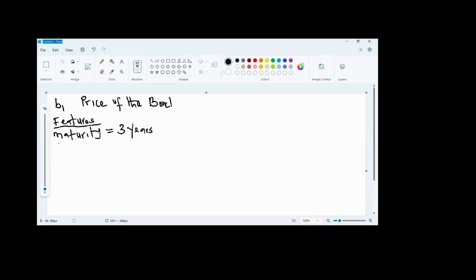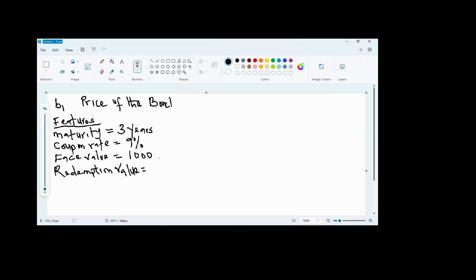Number 2 is the coupon rate. The coupon rate is 9%. Next is the face value. The face value of the bond is 1,000 naira. Then last is the redemption value. If you look at the question, we are not given the redemption value. In this question, the redemption value is not expressly stated.